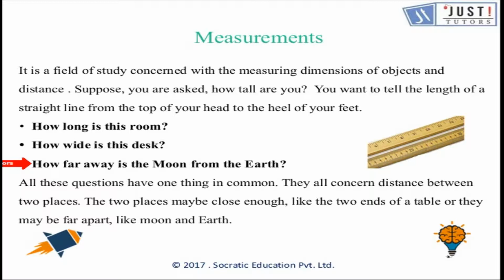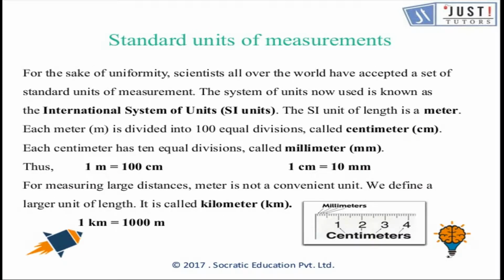Now these two places can be close enough, like two ends of a table or maybe a desk, and sometimes it can be far apart, like the distance between moon and earth. Moon and earth being the two objects. Now we're going to think about the units that we use to measure the dimensions or maybe the distance between any two objects. So we'll be discussing the standard units of measurement.